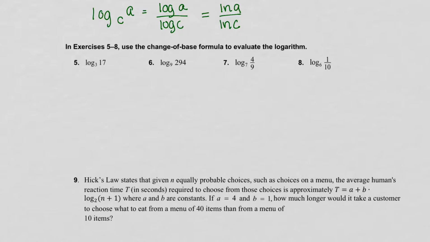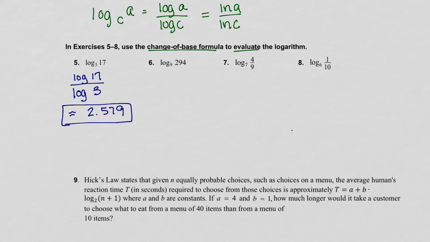So here it says to just evaluate the logarithm using the change of base formula. So it's very specific. So I'm going to just start by writing the first one. Well, my big number is 17. So it's actually log of 17, now with that common log, 10, over log of 3. And then I can put that in my calculator. When I put that in my calculator and I round it, it'd be 2.579.